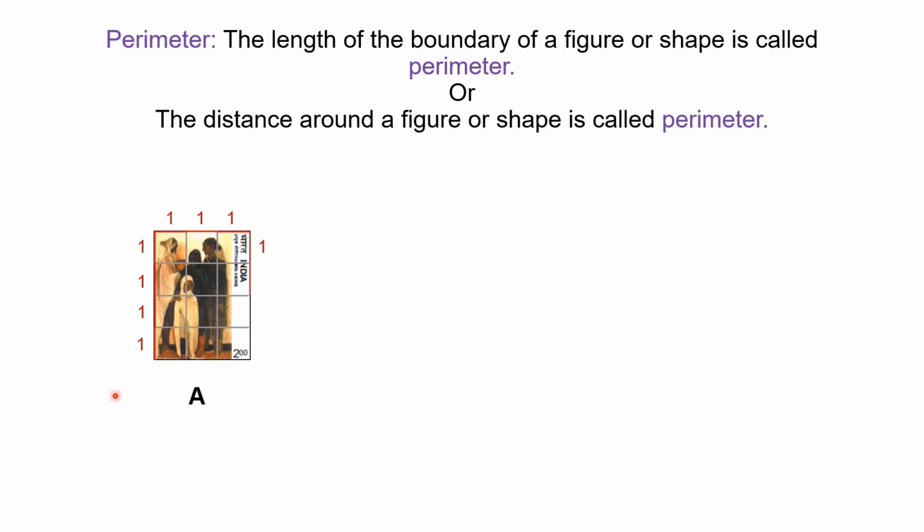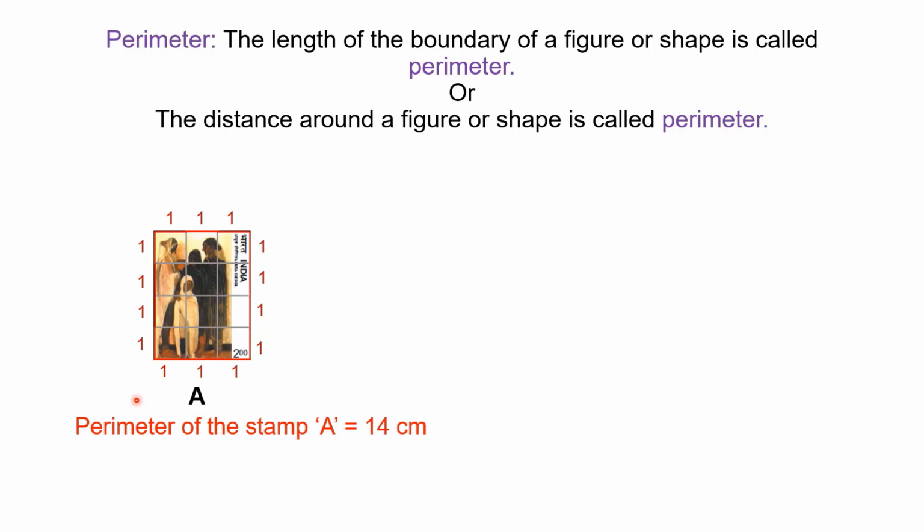We are moving along the boundary of this stamp. Let us count the numbers. 1, 2, 3, 4, 5, 6, 7, 8, 9, 10, 11, 12, 13, 14. So, the perimeter of the stamp A equals 14 centimeters.